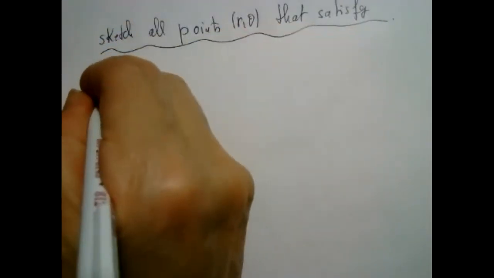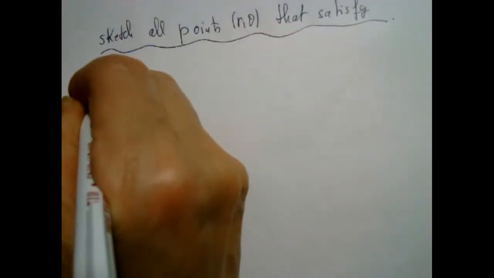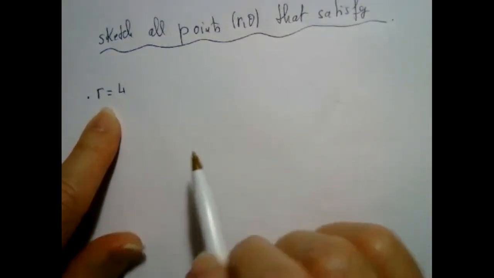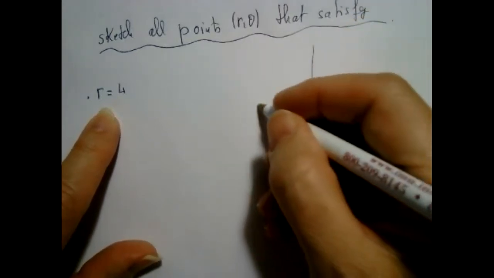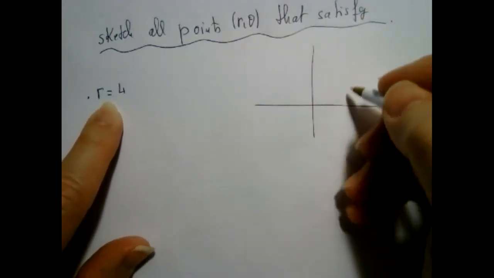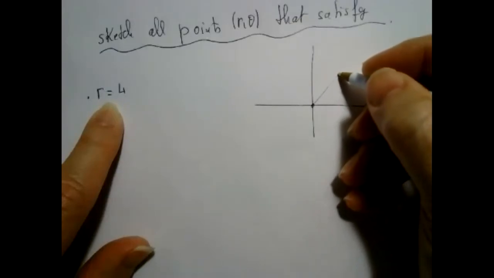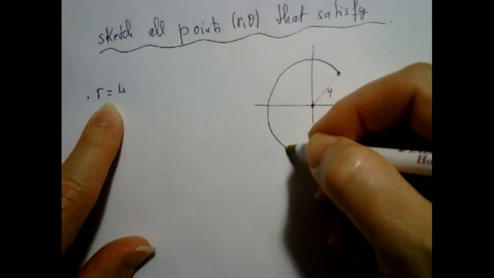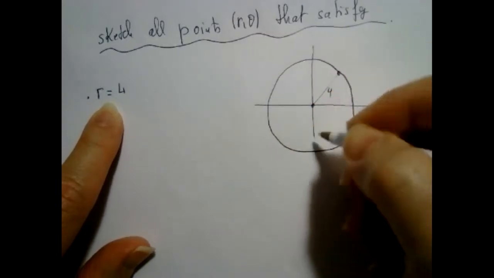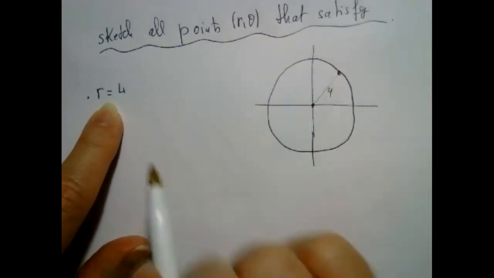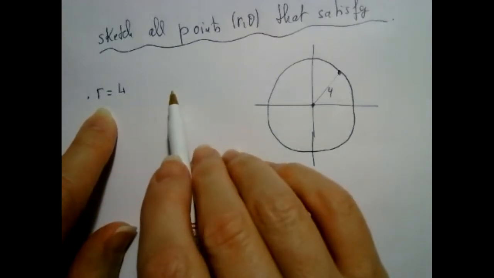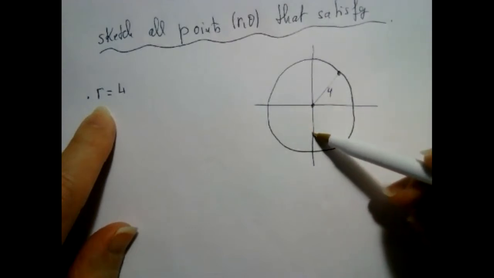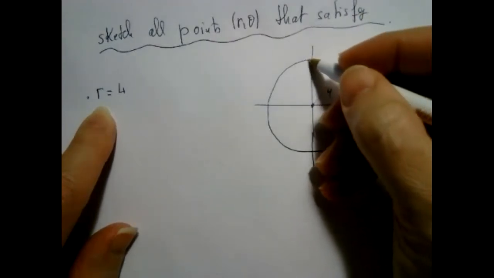So all the points that satisfy the condition r equal to 4. That means every point where r is 4, and there are a lot of them. It means all the points whose distance to the origin is 4, because that's really what r is. So it's every point on the circle characterized by r equal to 4. When I say r equal to 4, it means theta could be anything you want. So theta could be pi over 3, pi over 2, 2 pi over 3, and so on.